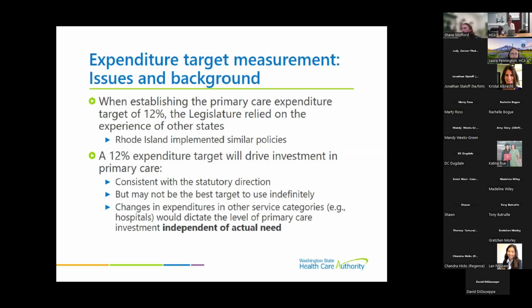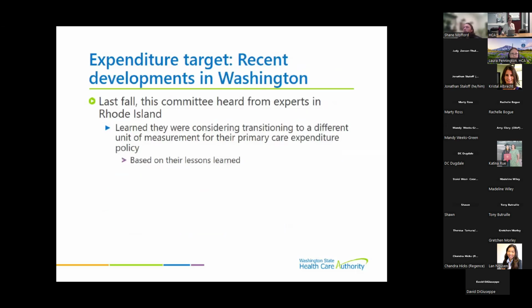If you go to the next slide, please. Thanks. So, as I mentioned previously, you had the opportunity to hear from experts in Rhode Island, and based off of their lessons learned, they were considering transitioning to a different unit of measurement for their primary care expenditure target. If you go to the next slide.